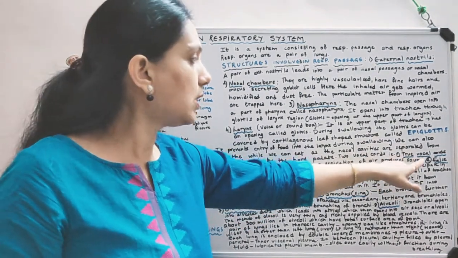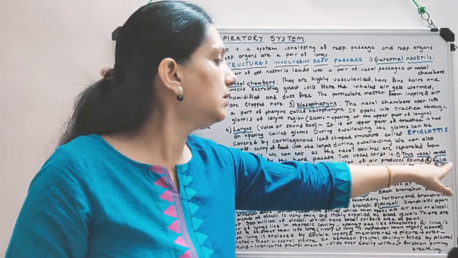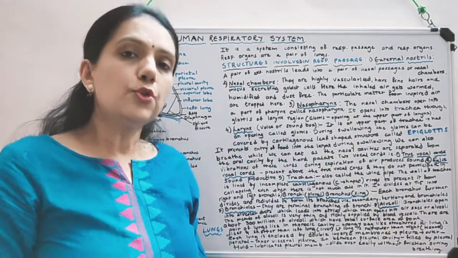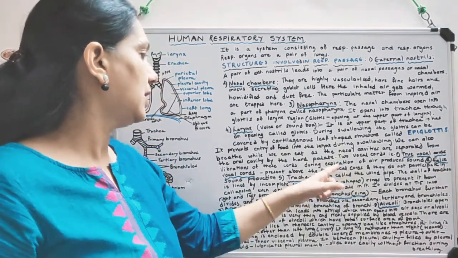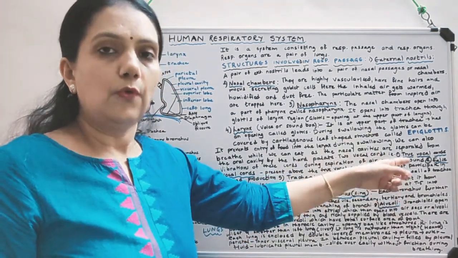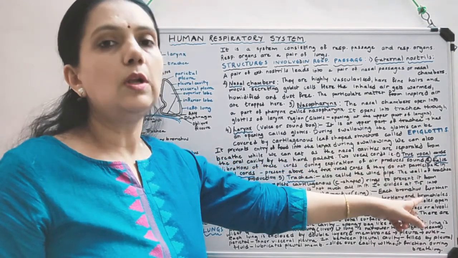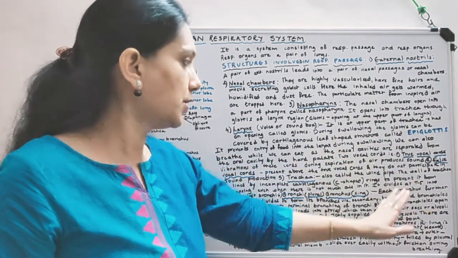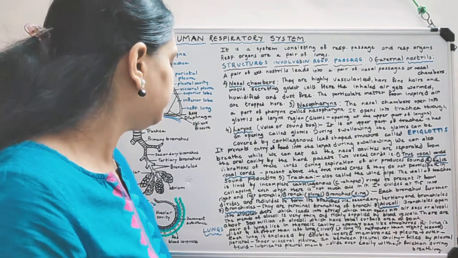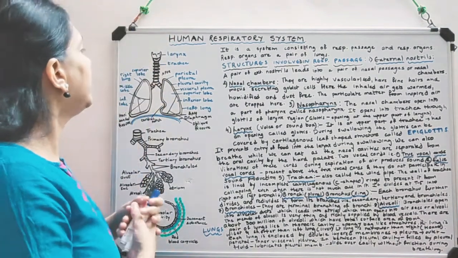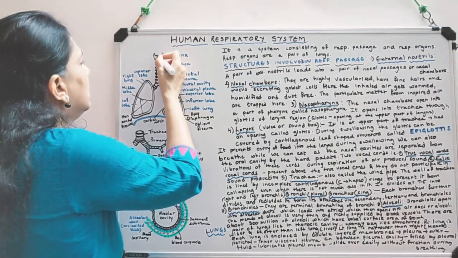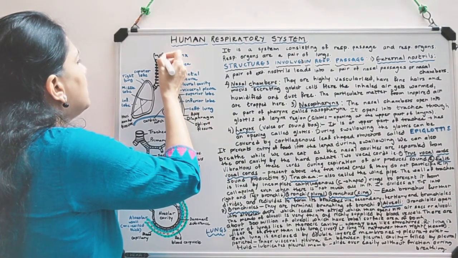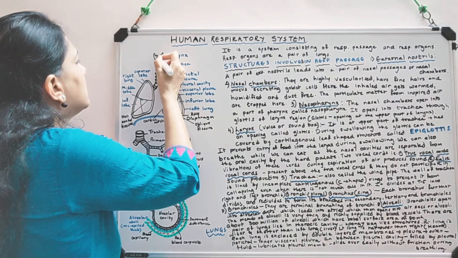One is the true vocal cords, another are the false vocal cords. True are responsible for production of sound and false, which are lying above the true vocal cords, are not involved in sound production. So that is it. Now we come to the next structure. Here you can see I have drawn larynx over here. Now we are not going to take up many more details of larynx.